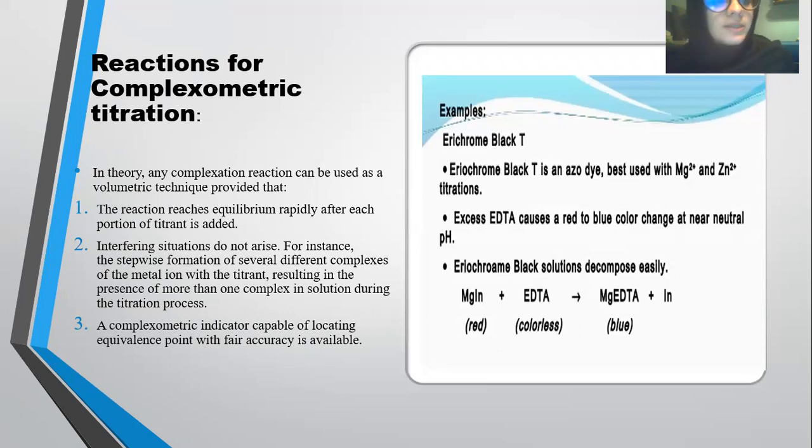In theory, any complexation reaction can be used as a volumetric technique, provided that, number one, the reaction reaches equilibrium rapidly after each portion of titrant is added, and interfering reactions do not arise. For instance, stepwise formation of several complexes between the metal ion and the titrant results in the presence of more complex species in solution during the titration process. A complexometric indicator for locating the equivalence point with fair accuracy must be available.